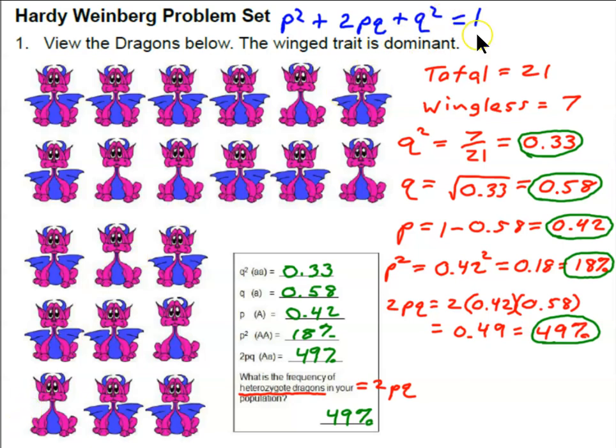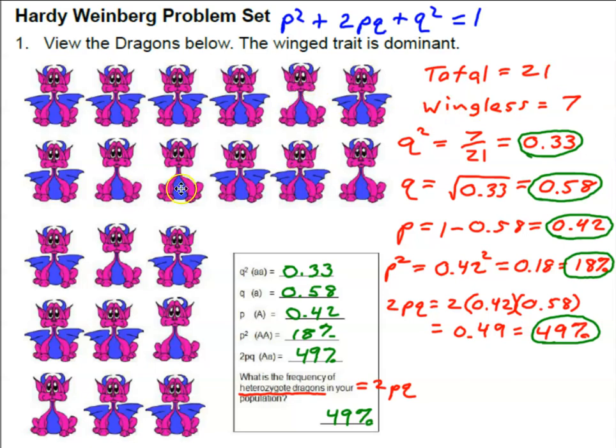If you don't understand what I just explained, don't worry about it. You'll probably catch on as we go through the example here. In this example, like I said, you want to start by going after that q squared term. To do that, you need to calculate the phenotypic frequency of the recessive phenotype. You count up the total number of individuals in the population, and in this example, there are 21. Then count up the total number of the recessive phenotypes in the population.